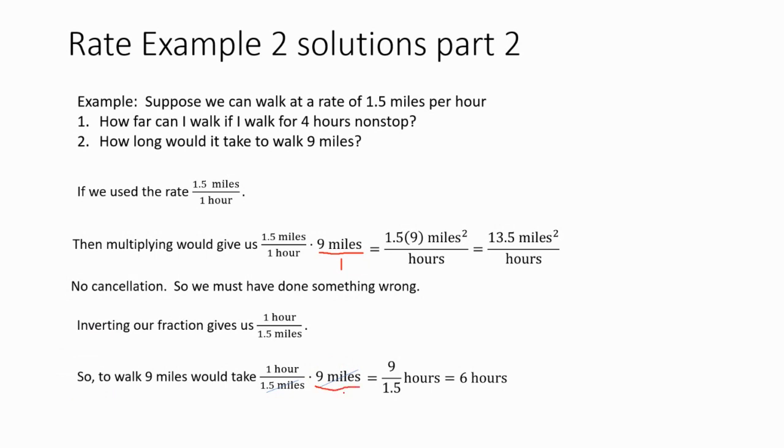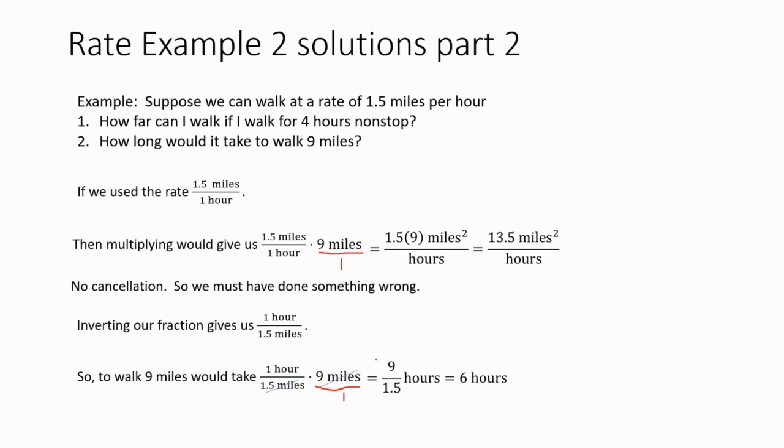As you can see, right? Miles is on top, miles is on the bottom. I could put this over 1 because it's just a number. You know, an integer, any number, is the same as the number over 1. Miles cancels. We're left with hours, right? We have 1 over 1.5 times 9, which is 9 over 1.5, and that's the same as 6. So it'll take us 6 hours.